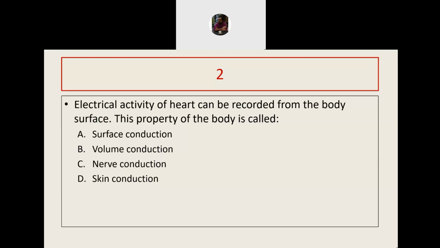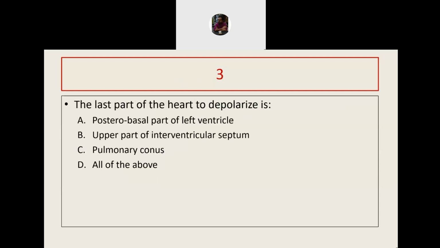Next question. The last part of the heart to depolarize is. So which part of the heart depolarizes last?